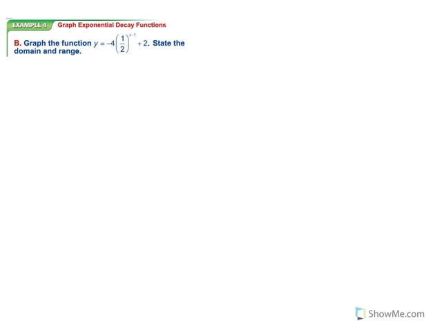Now what we want to do is graph the function y equals -4 times 1/2 raised to the x minus 1, plus 2. Sorry about that, Belle. So we're going to state the domain and range.